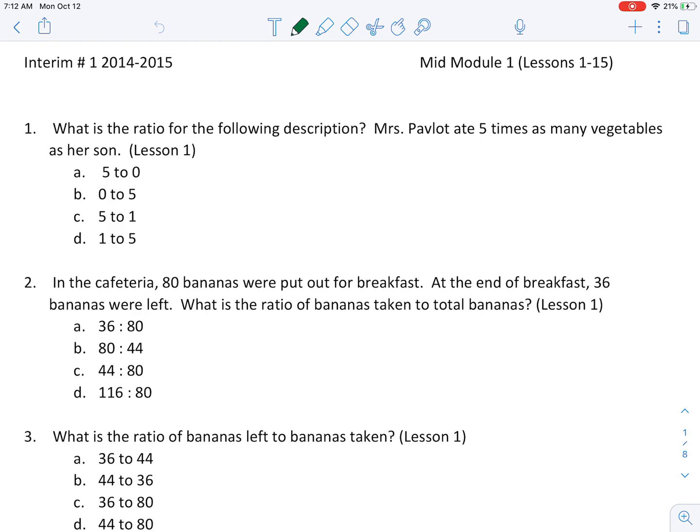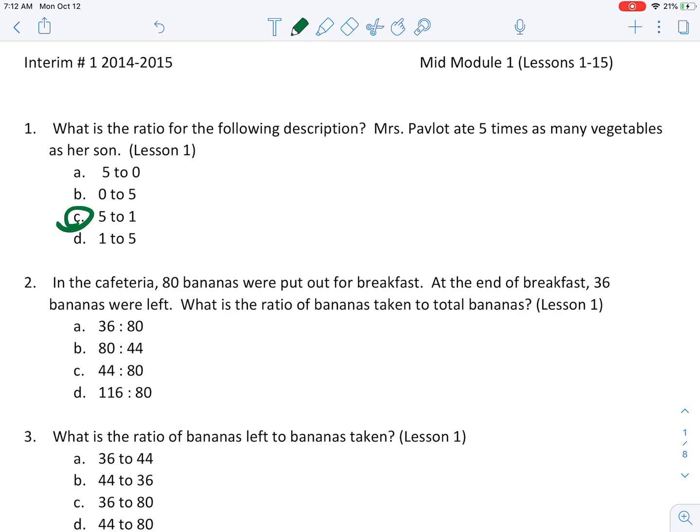Okay. Number 1 says, what is the ratio of the following description? Mrs. Pavlov ate 5 times as many vegetables as her son. Okay, so we don't know how many vegetables her son ate, but we do know that whatever number that is, it's going to be 5 times as many as that Mrs. Pavlov is going to have. Okay, so the ratio that we are going to use is C, 5 to 1.